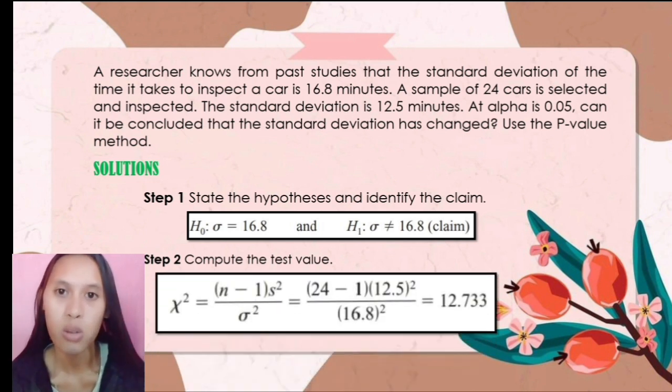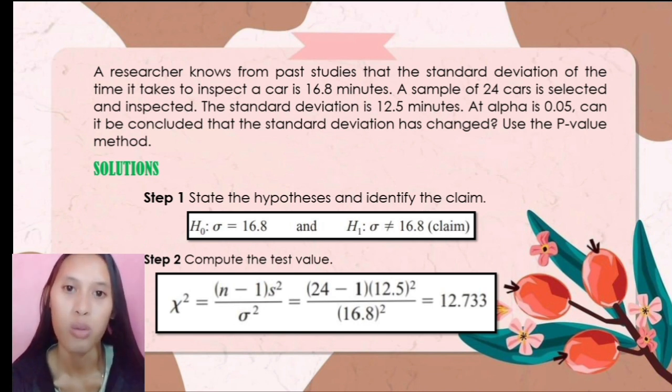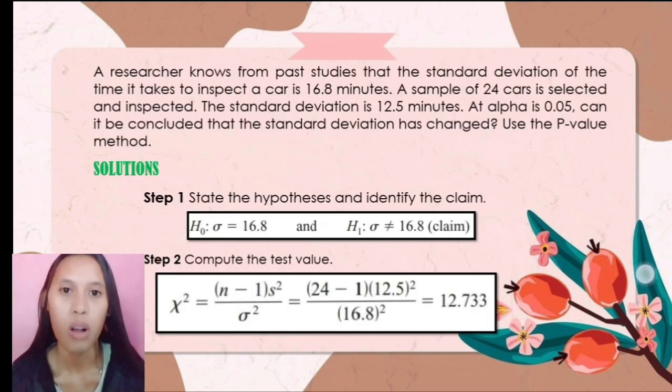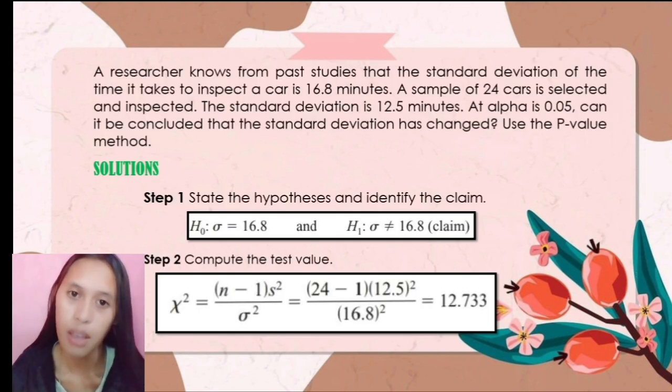Let us compute the test value. Chi-square is equal to n minus 1 times s squared over the population variance, or 24 minus 1 times 12.5 squared over 16.8 squared, since the given is the standard deviation. If we calculate it in our calculator, we have the result of 12.733.